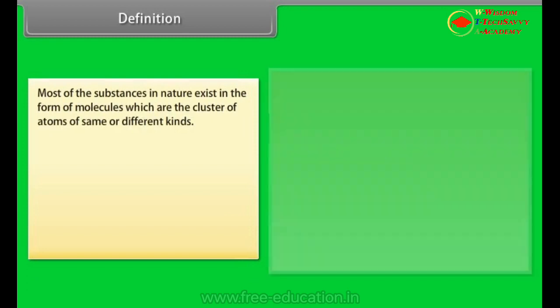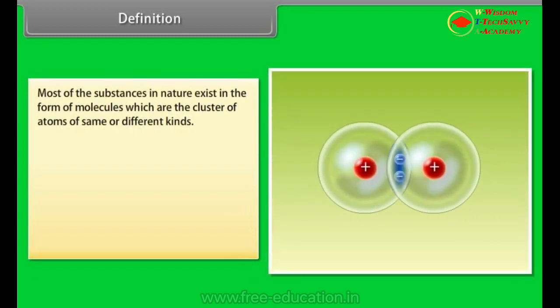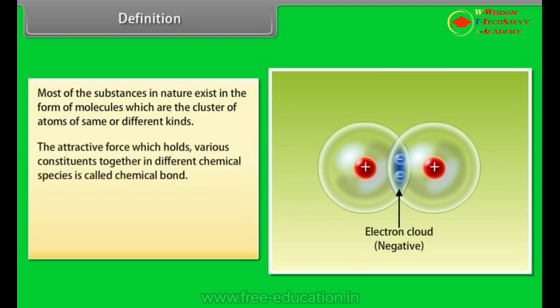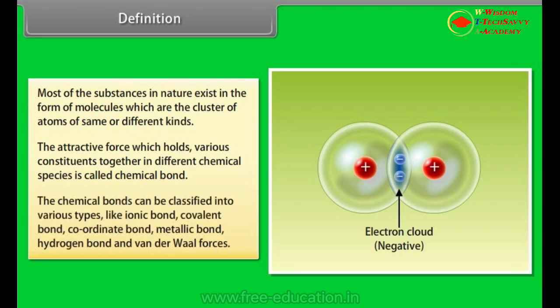Definition. Most of the substances in nature exist in the form of molecules, which are clusters of atoms of the same or different kinds. The attractive force which holds various constituents together in different chemical species is called chemical bond. The chemical bonds can be classified into various types like ionic bond, covalent bond, coordinate bond, metallic bond, hydrogen bond, and van der Waals forces.